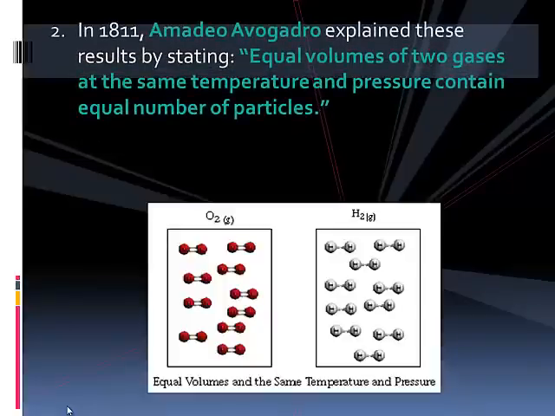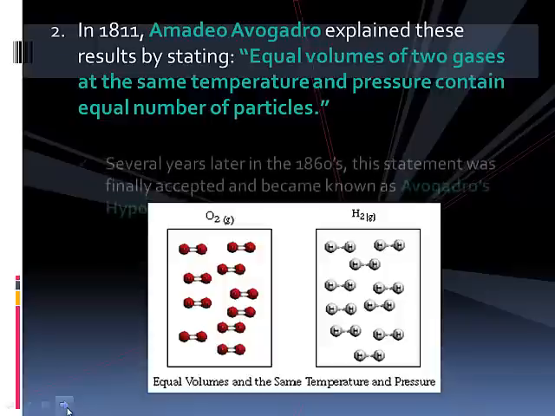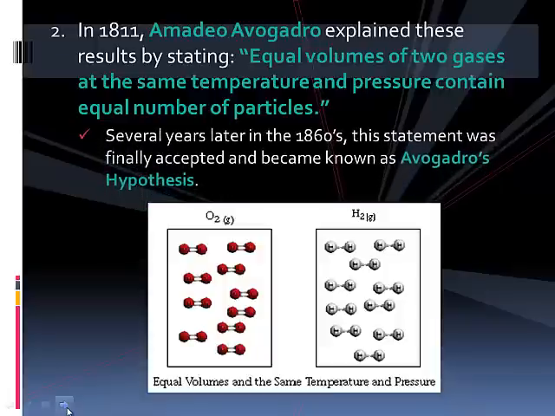In 1811, Amedeo Avogadro, who we'll talk about later and has a very important role in our topic of the mole, explained these results and stated that equal volumes of two gases at the same temperature and pressure contain equal numbers of particles. And several years later, in the 1860s, this statement finally got accepted and became known as Avogadro's hypothesis.